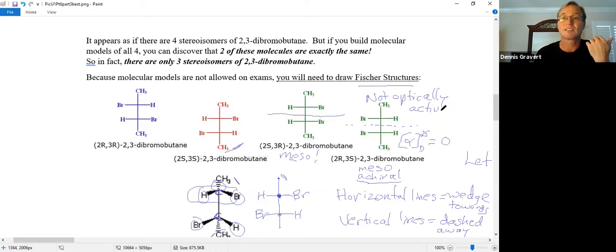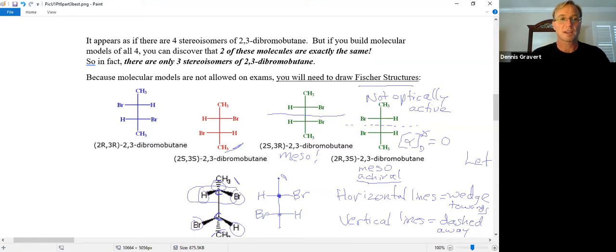Okay, that's a great term. The MCAT might choose it, right? That's a packed phrase there. Not optically active. What does that mean? A lot of things. It means it can't rotate plane polarized light. It means it's not chiral. If you look at the structure and you see that there are chirality centers, but it's not optically active, then it must be a meso compound.